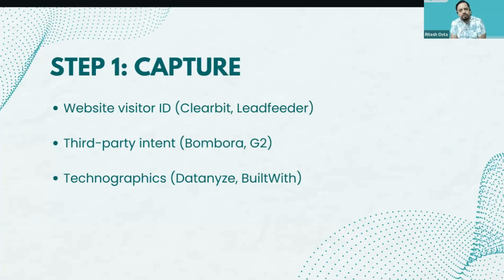All right, so let's talk about these steps quickly. First is the capture. Start with, as I said, the low-hanging fruit, the website visitors. You can use tools like Clearbit and Leadfeeder and Factors and RB2B. Even HubSpot now with Breeze Intelligence has this technology in place. Start with the website visitor ID, third-party intent. If you are active in Bombora or G2 or SourceForge, do the integration with your CRM, and then find out the intent. Find out all the people, prospect companies visiting your G2 profile, so that you can get those signals immediately. And also technographic, right?